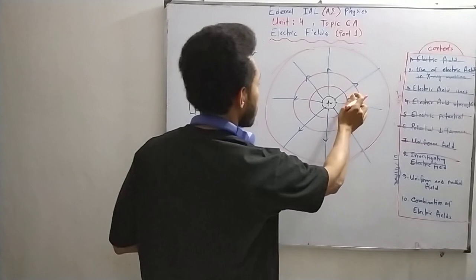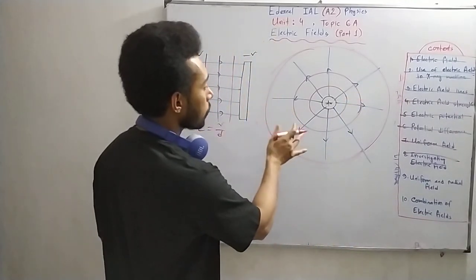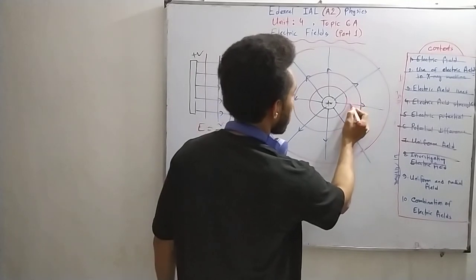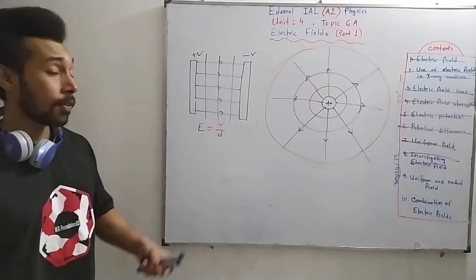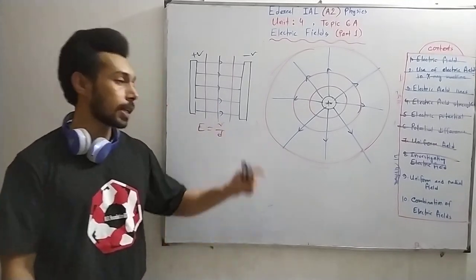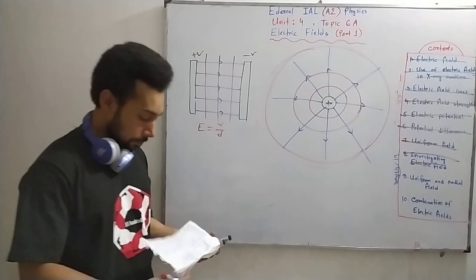And in this case, these are the equipotential lines. And look at the diagrams. The equipotentials and the field lines are always perpendicular to each other. And you have to remember another important thing, that the field lines do not cross or intersect with each other.